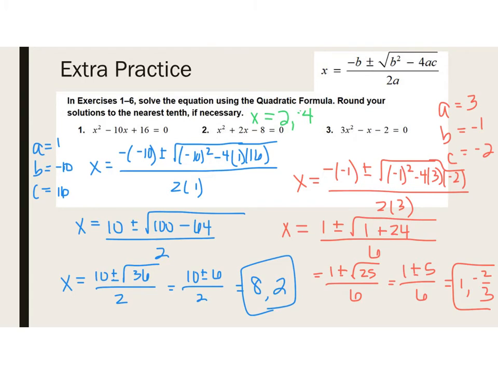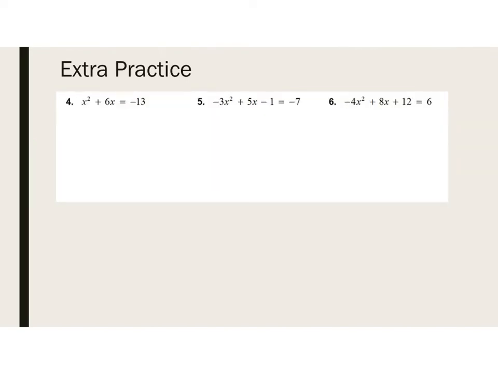Okay, so up next, we're going to look at what happens when it's not equal to 0, and then also we need to look at some different cases. So we're going to start with number 4. So notice this row of problems, none of them are equal to 0. So your very first step has to be setting it equal to 0 before you pick out your a, b, and c. So we're going to add the 13 over to the left.